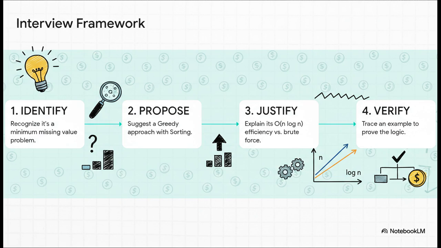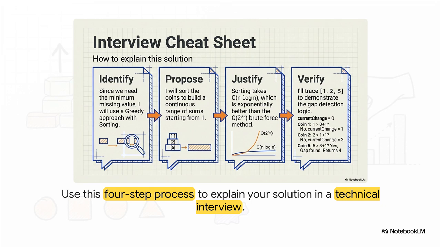Look, in a technical interview, it's not enough to just know the answer. You've got to be able to explain your thinking. So here's your 4-step game plan. First, identify what kind of problem it is. Second, propose the greedy approach with sorting. Third, justify why it's so efficient. And fourth, verify your logic with a quick example, just like we did. This cheat sheet right here shows you how to turn an algorithm into a really compelling story for your interviewer. Following a structure like this proves you don't just have the answer memorized, it shows you deeply understand why it works. And trust me, that's what they're really looking for.